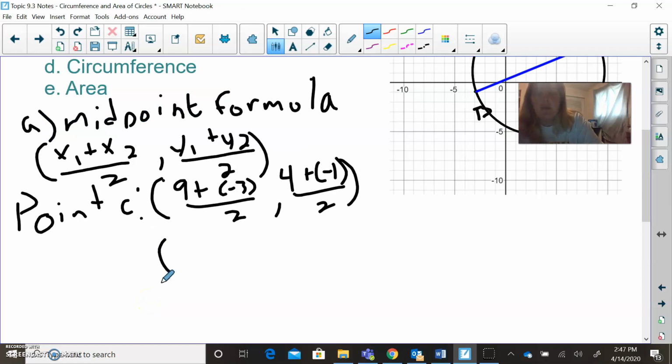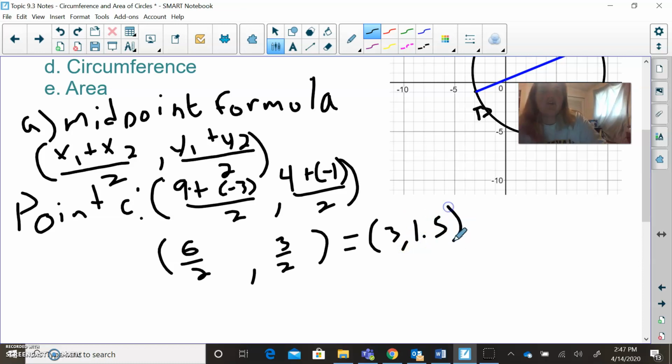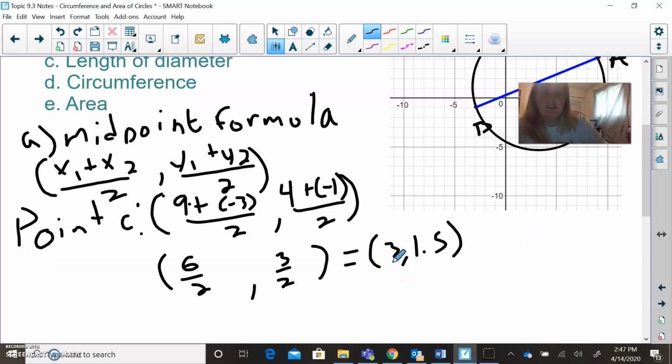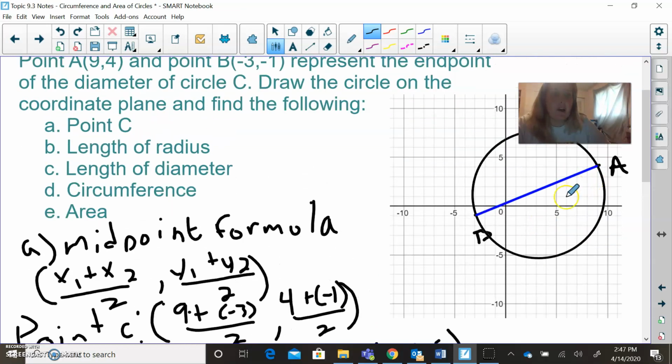Okay, let's keep going. 9 plus -3 is 6, over 2. 4 plus -1, or 4 minus 1, is 3, divided by 2. 6 divided by 2 is 3. 3 divided by 2 is 1.5. So C is at (3, 1.5). We'll come up here and plot our point. C is at 1, 2, 3, 1.5. Whoa, look there. It fell on the line. I didn't think it was actually going to fall on the line.